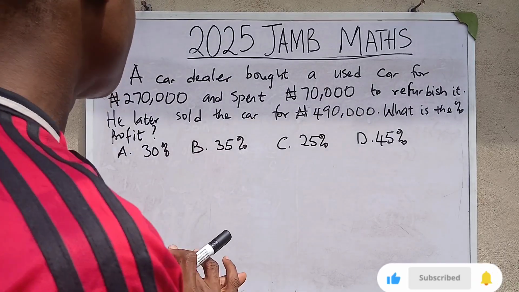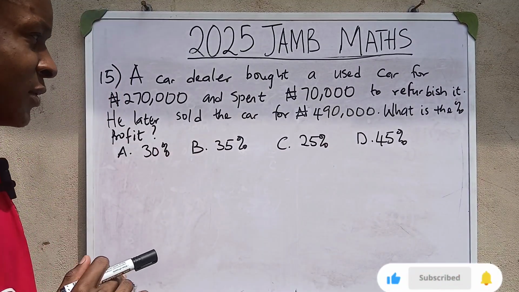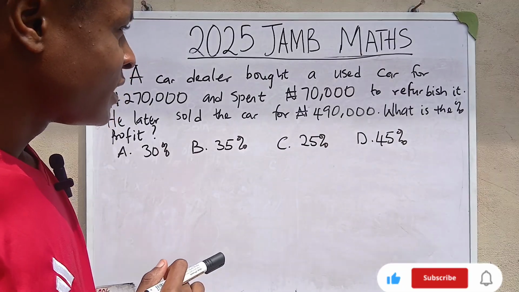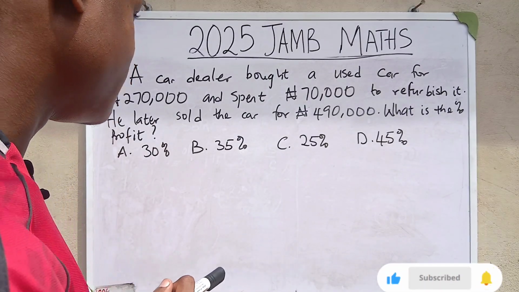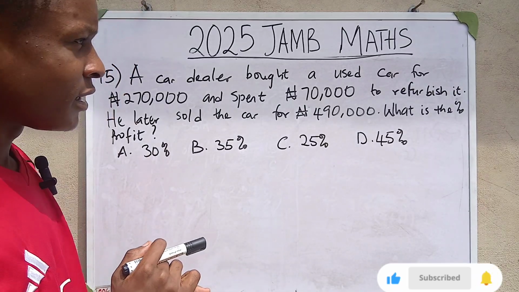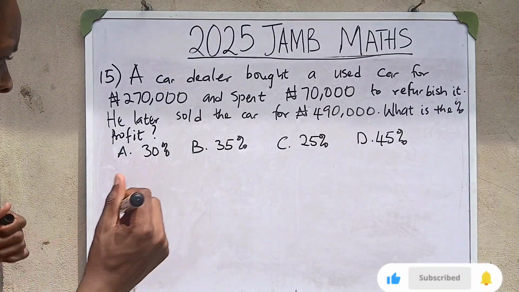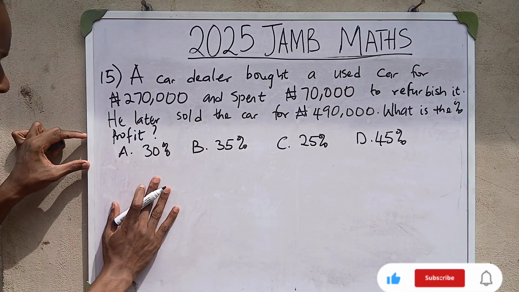The 15th question says, a car dealer bought a used car for 270,000 naira and spent 70,000 to refurbish it. He later sold the car for 490,000 naira. What is the percentage profit? Now, what is percentage profit?